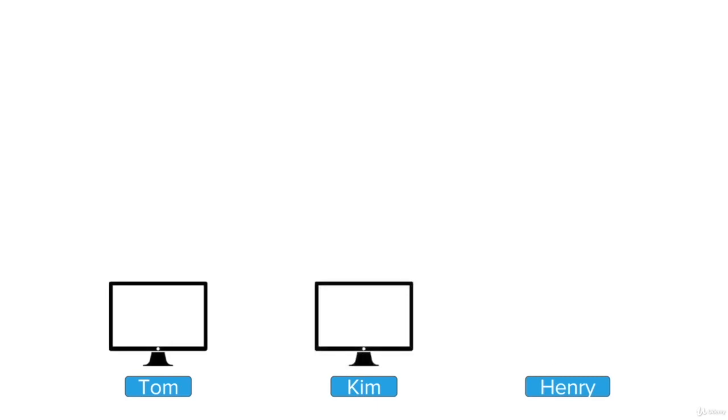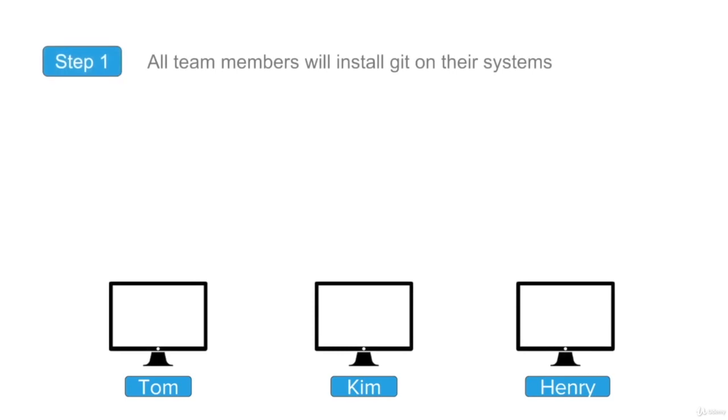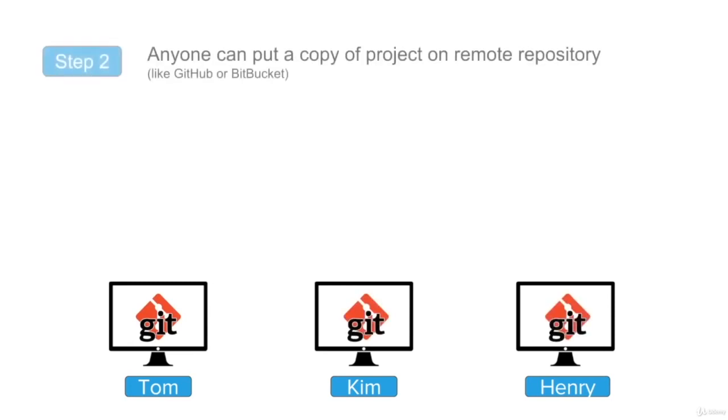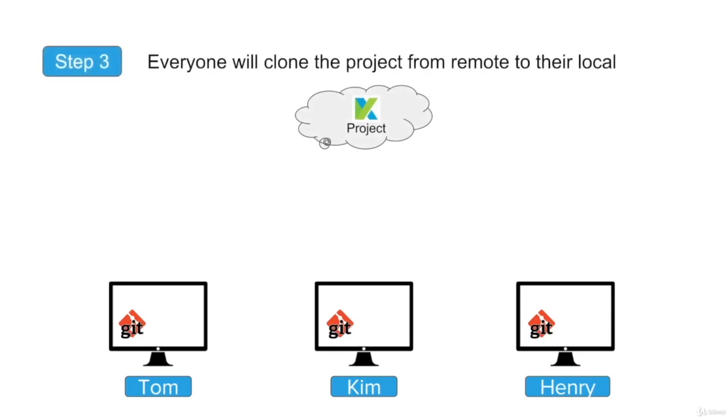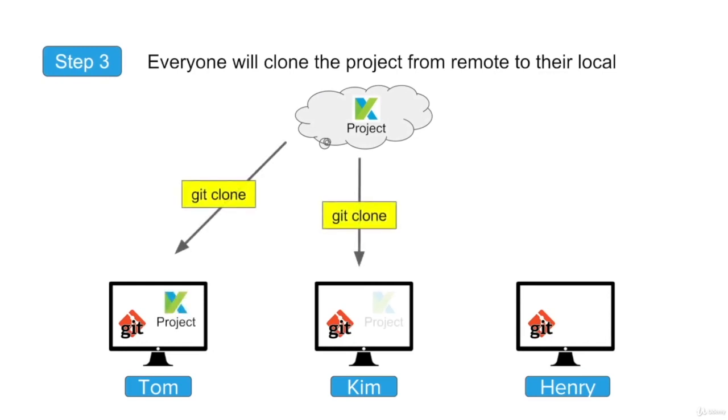Let us look into more details what exactly will be the steps. Let us say this is Tom's system, Kim's system, and Henry's local system. So step 1 will be all members will install Git on their system. So Tom will install Git, Kim as well as Henry. And then step 2 is any one of them can put their project to a remote repository like Bitbucket or GitHub. And then step 3 will be everyone will clone this project from the remote repository. So they will do a git clone and Tom will get a local copy of the project. Similarly, Kim will get a local copy and Henry.